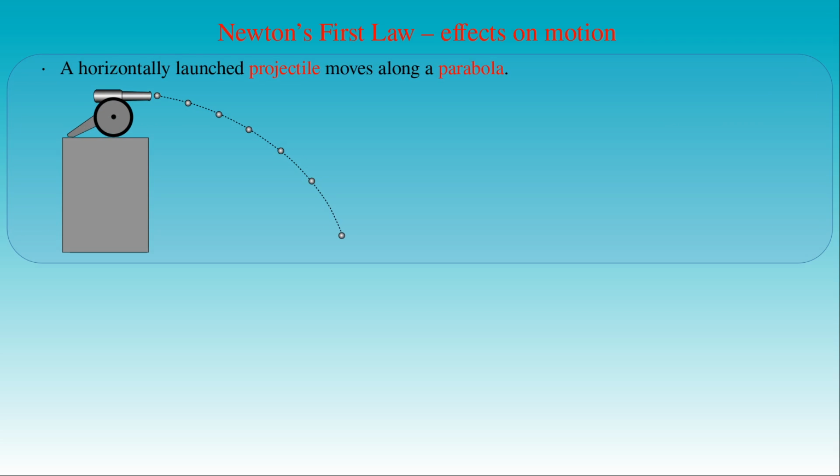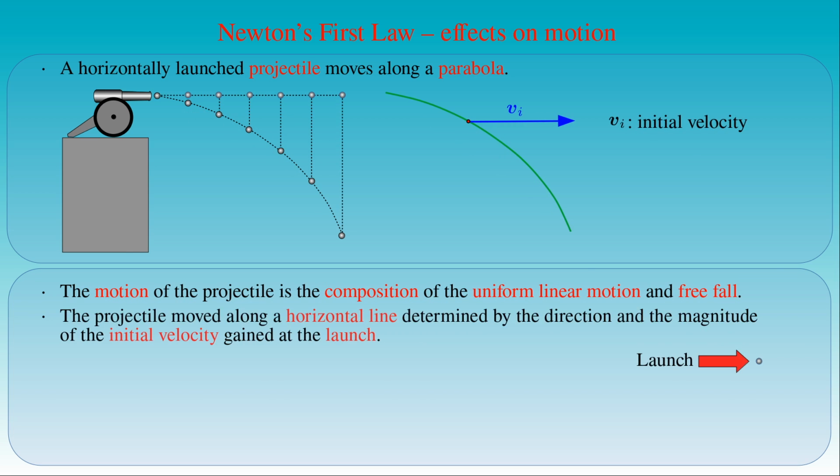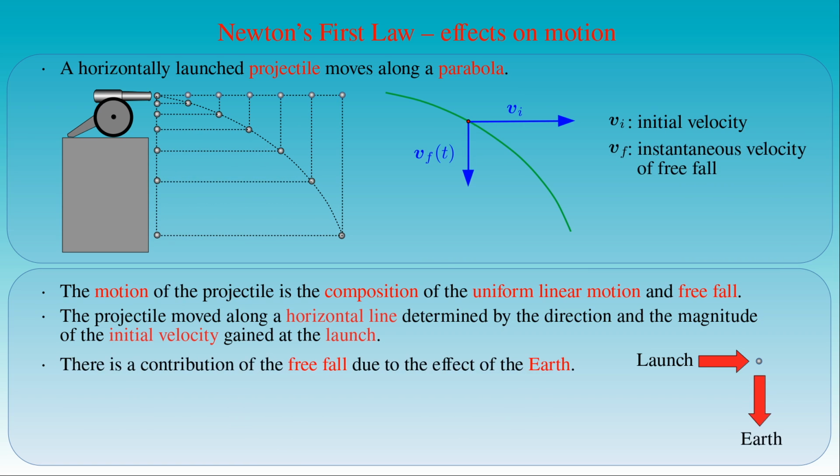We can draw the same conclusion if we study the motion of a horizontally launched projectile. Here we can see a cannon shooting a projectile in the horizontal direction. The projectile moves along a parabola, which we explain by the composition of uniform linear motion and free fall. That is, the projectile moved along a horizontal line determined by the direction and the magnitude of the initial velocity gained at the launch. However, there is a contribution of free fall, which is the effect of the Earth's presence on the motion of the projectile.